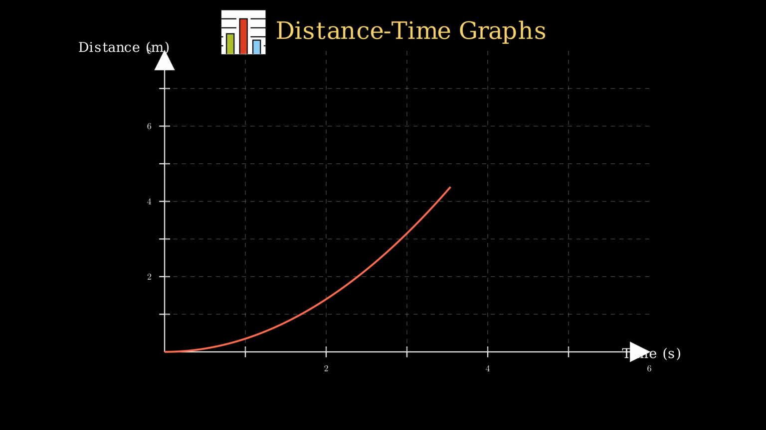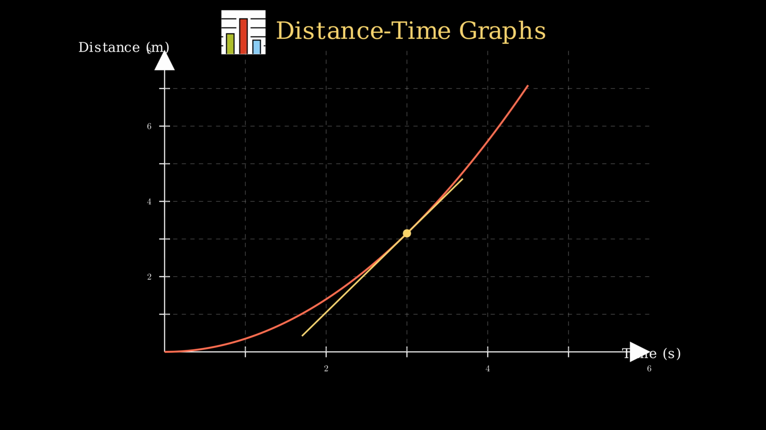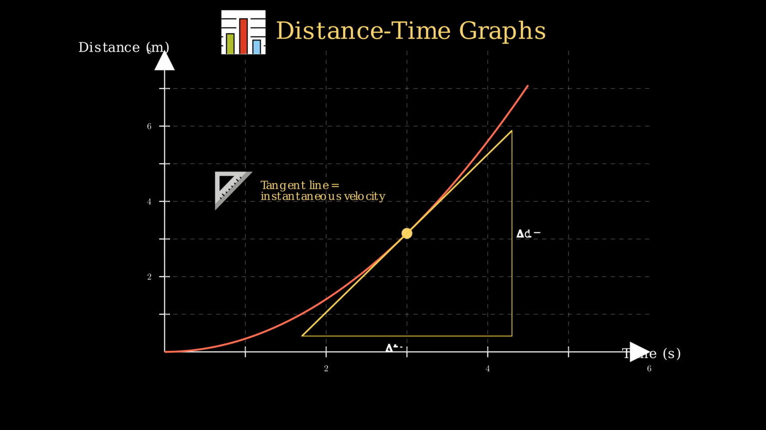For non-uniform motion, the object covers unequal distance in equal time. The graph is curved. The velocity at any point on a d-t graph is the slope of the line at that point. For a straight line, the slope is constant. For a curve, we find the instantaneous slope by drawing a tangent line.